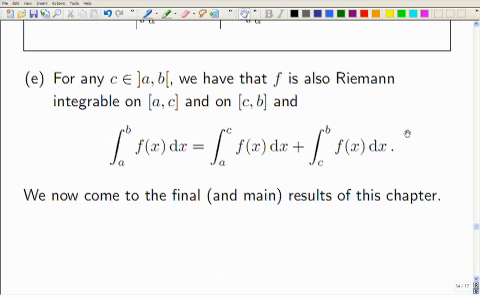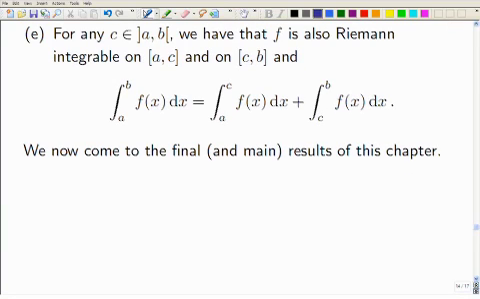And for part E, this is saying that integrals add up, areas add up the way you expect. I can draw you a quick picture of that one.